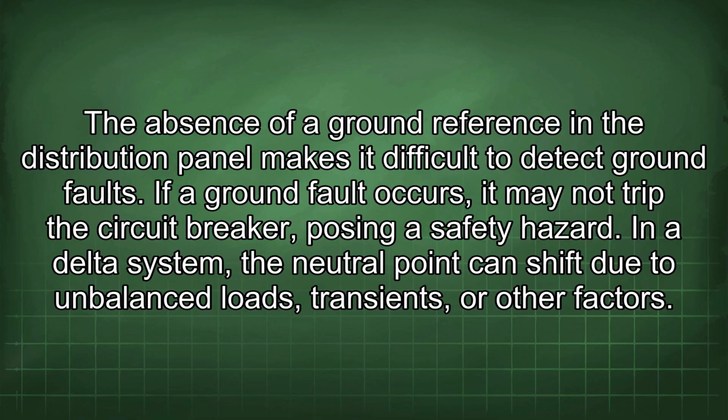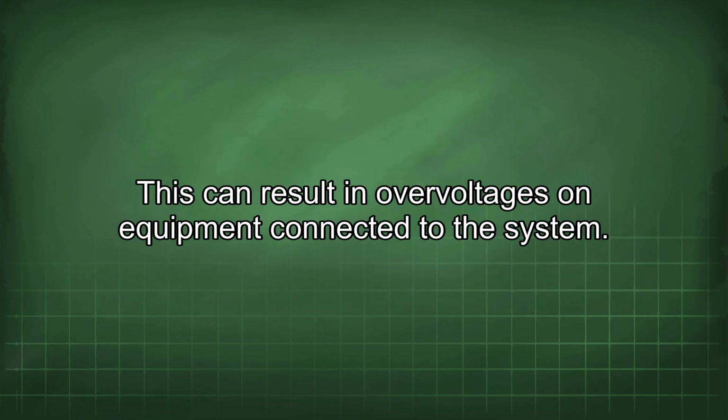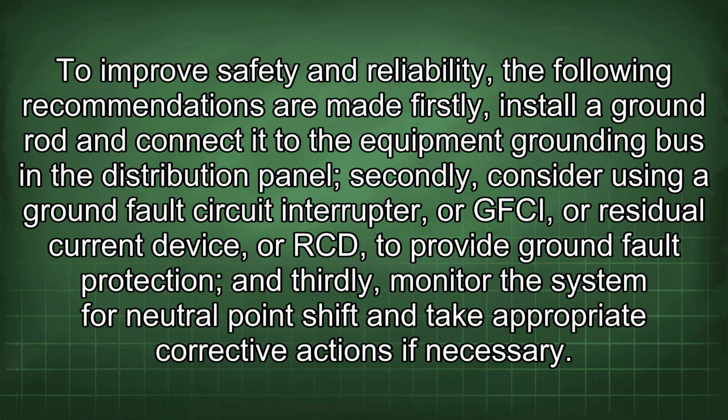In a delta system, the neutral point can shift due to unbalanced loads, transients, or other factors. This can result in overvoltages on equipment connected to the system. To improve safety and reliability, the following recommendations are made.